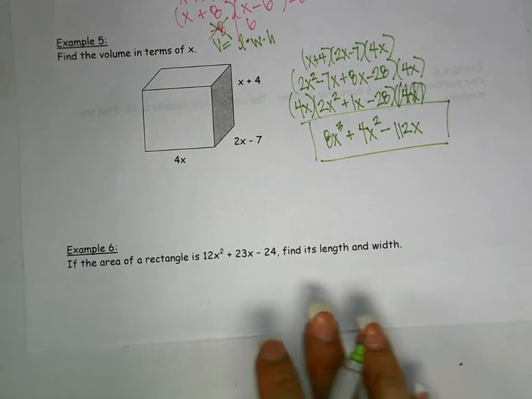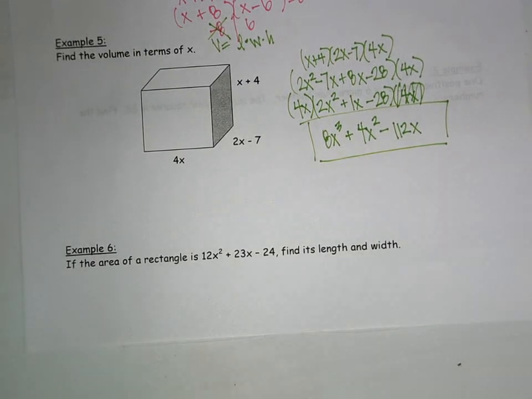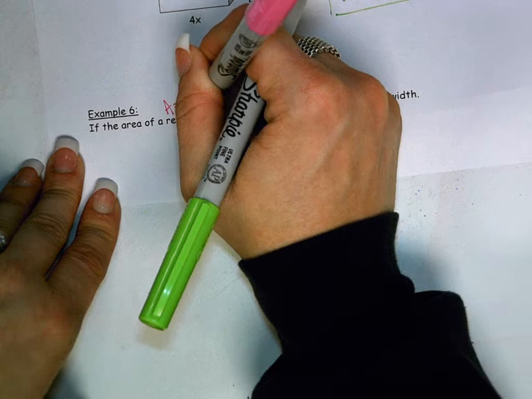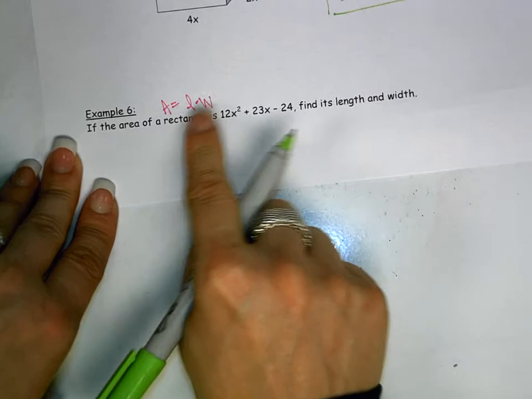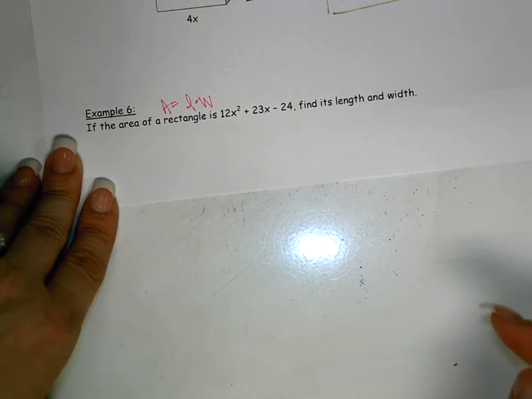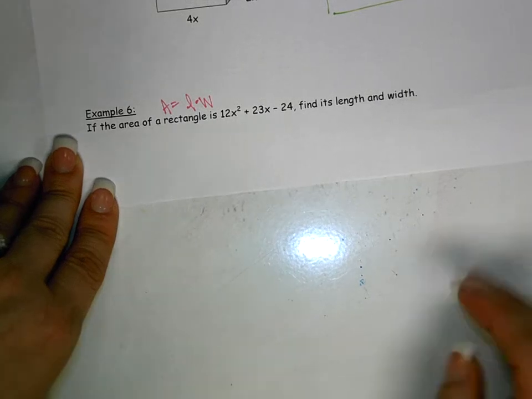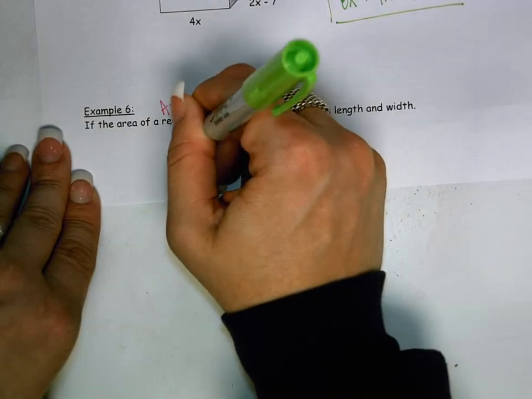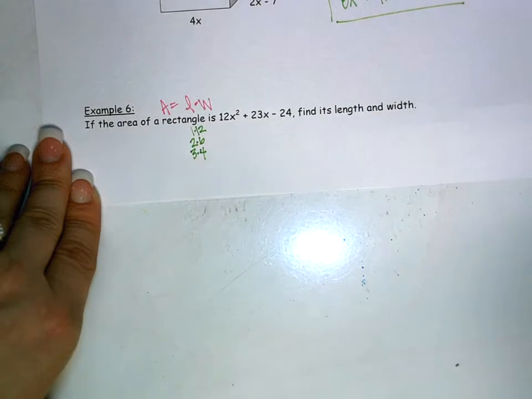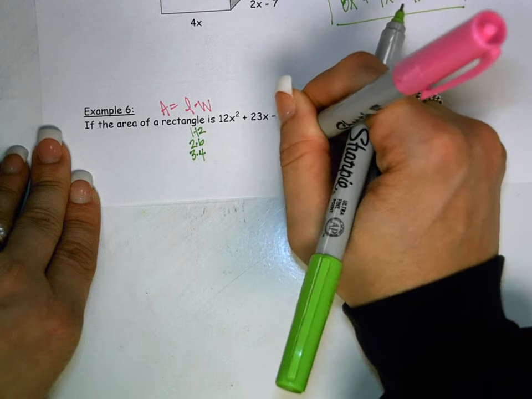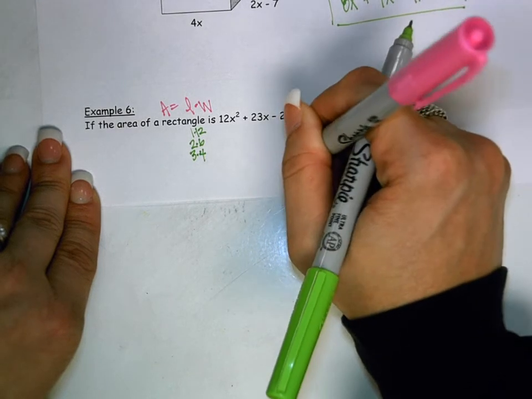Okay, last one on this stuff is the area of a rectangle is 12x squared plus 23x minus 24. Find its length and width. So hopefully you remember that area equals length times width. If I know the area and I want to break it down to two things, what is this basically asking you to do? Guess and check factor. Exactly. So here, 12 could either be 1 and 12, 2 and 6, or 3 and 4. Your back numbers could be 1 and 24, 2 and 12, 3 and 8, or 4 and 6.